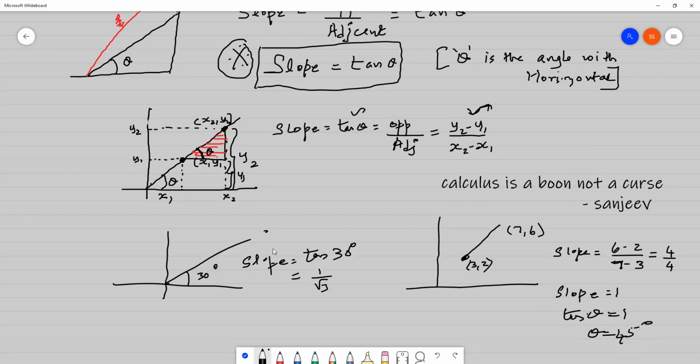So there are 2 examples. One where the angle is given, the other where 2 points are given. This one you call the 2-point form. You can find the slope of any line by this method.